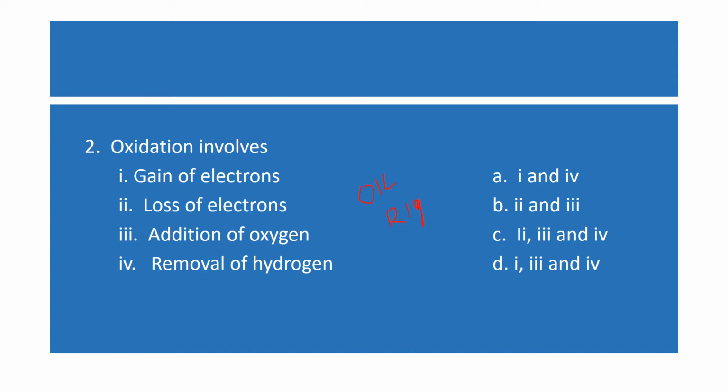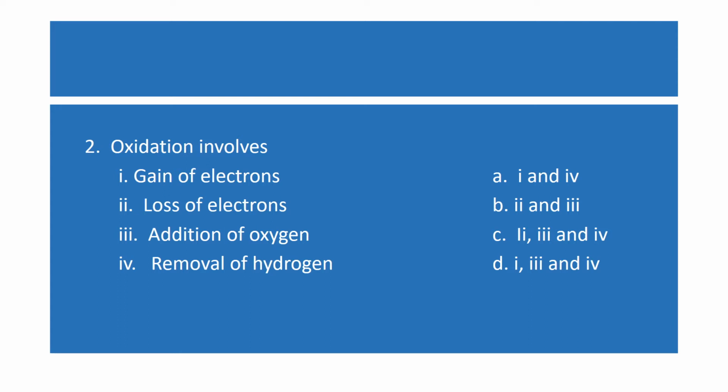So here, oxidation involves loss of electrons, oxidation involves addition of oxygen, oxidation involves removal of hydrogen. So the second, third and fourth are correct, and these second, third and fourth are there in option C. So which option is correct here? That is option C.